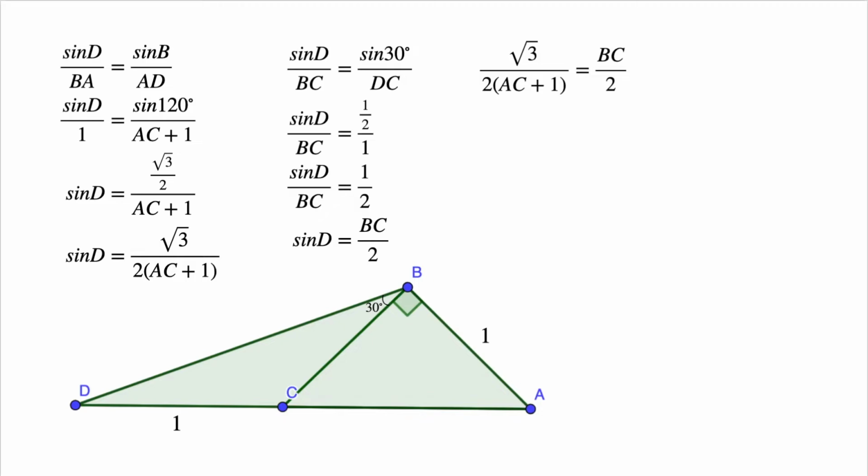over 2. Now, you might think that we got rid of one unknown value, sine of D, only to get another unknown value, length BC. But actually, because triangle ABC here is a right triangle, using the Pythagorean Theorem, we can get BC in terms of AC by saying that BC is equal to the square root of AC squared minus 1 squared.